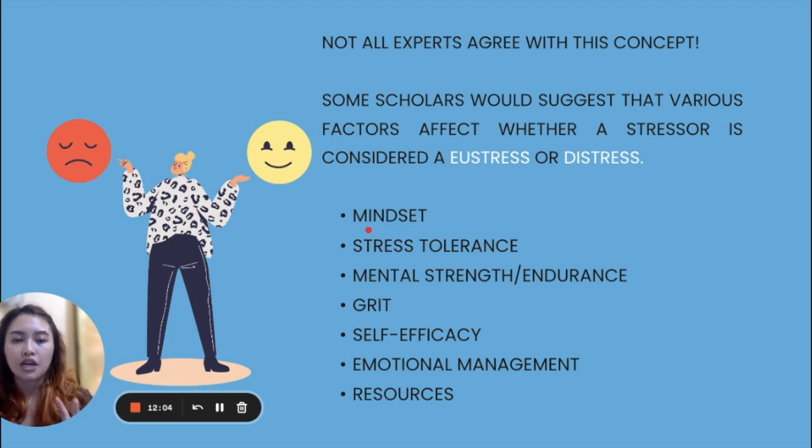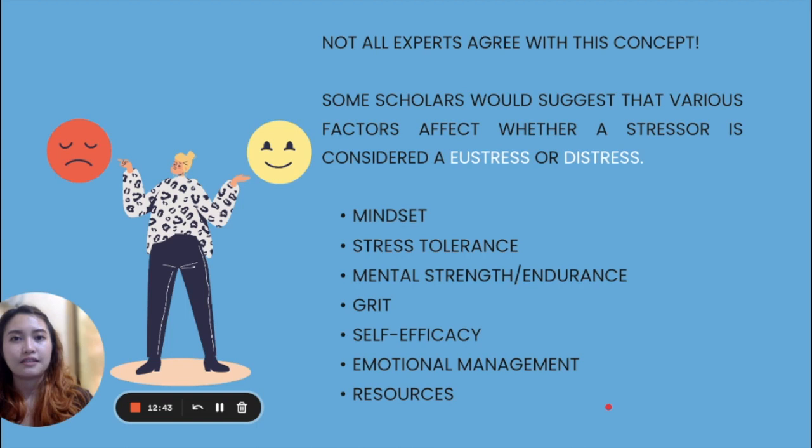Next is your mental strength and endurance. This is not fixed. It could be trained. And your grit, okay? Grit is also very important in dealing with stress. Your self-efficacy also matters. How you manage your emotions also matters. So if you have that tools that was introduced to you in handling your emotions, especially complicated and highly arousing emotions, then chances are more likely mo maka-experience of eustress than distress. And of course, we talked about this one already, resources.